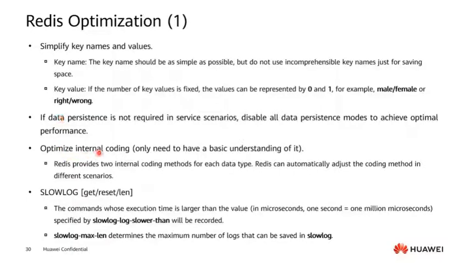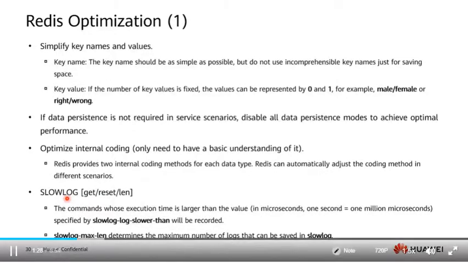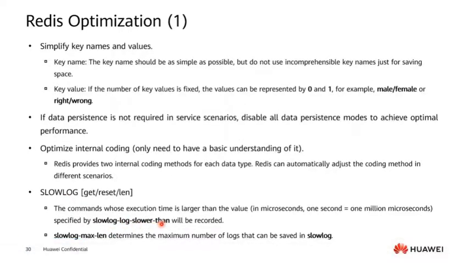Redis provides two internal coding methods for each data type and can automatically adjust the coding method in different scenarios. Slowlog is one of the key monitoring instruments of Redis performance. It records queries whose running time exceeds the threshold value. The parameter slowlog-log-slower-than determines the threshold value, which is set in microseconds. It means that the commands whose execution time is larger than the value specified by the parameter will be recorded. And slowlog-max-len determines the maximum number of logs that can be saved in slowlog.